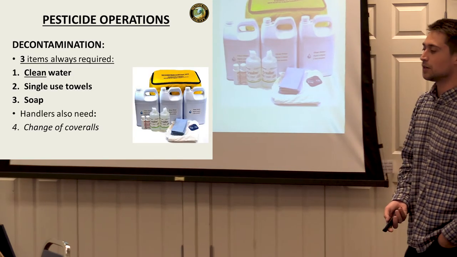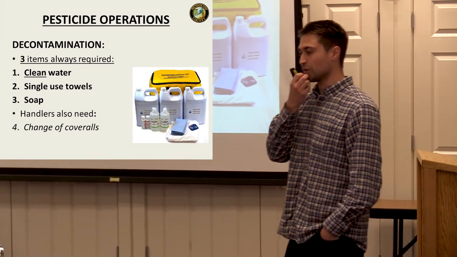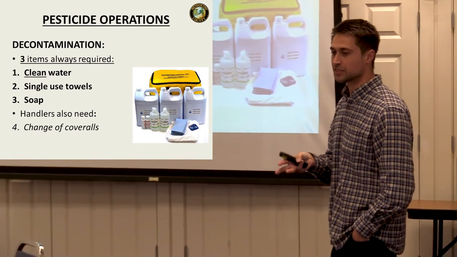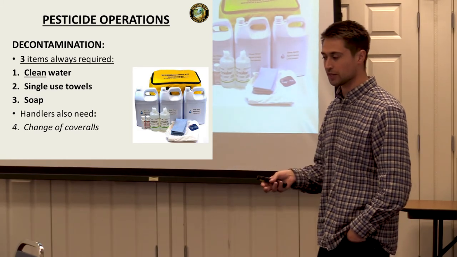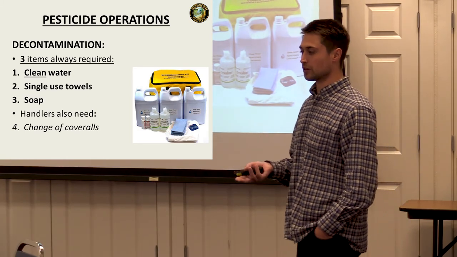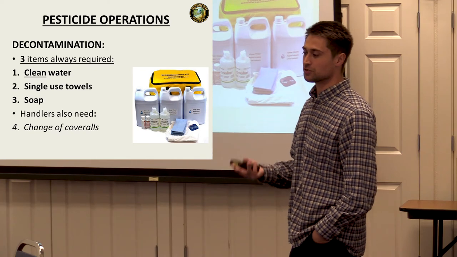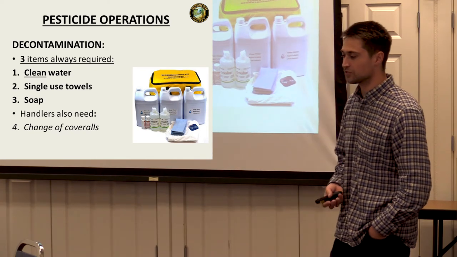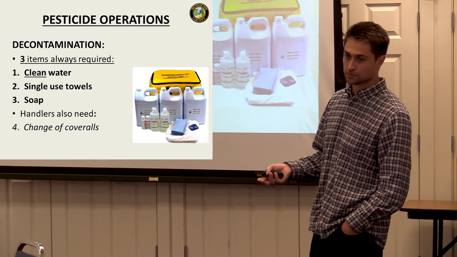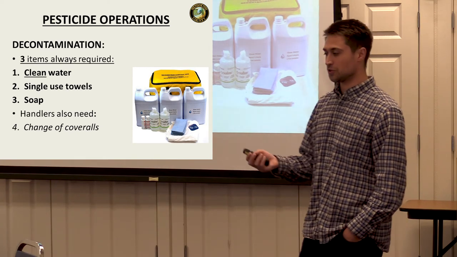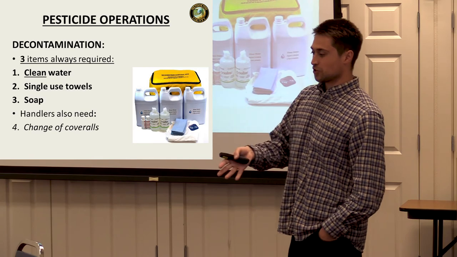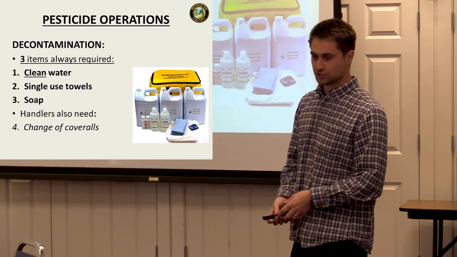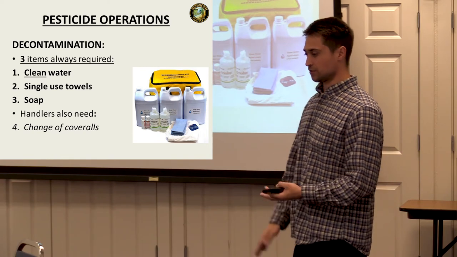Decontamination. This is an important regulation. There's three items always required for decontamination, whether it's field workers or handlers. You need clean water, single-use towels, and soap. And if you're also applying pesticides, you also need a change of coveralls. For soap, hand sanitizers and wet towelettes don't count. That was one of the changes in the worker protection standard. You actually have to have soap.